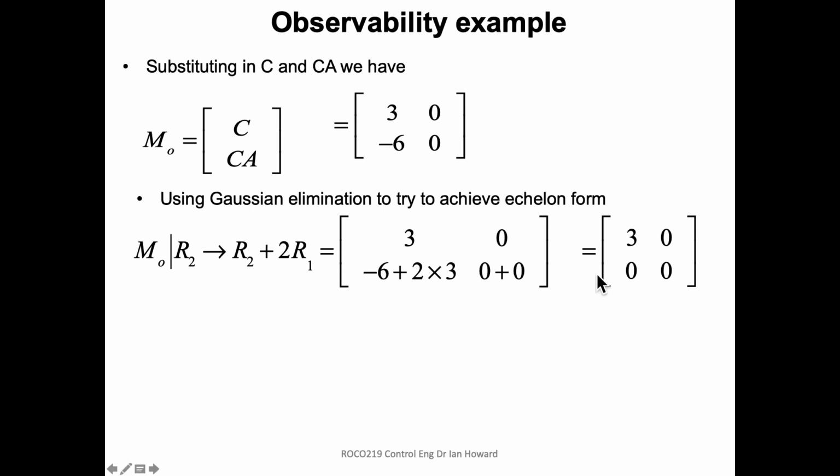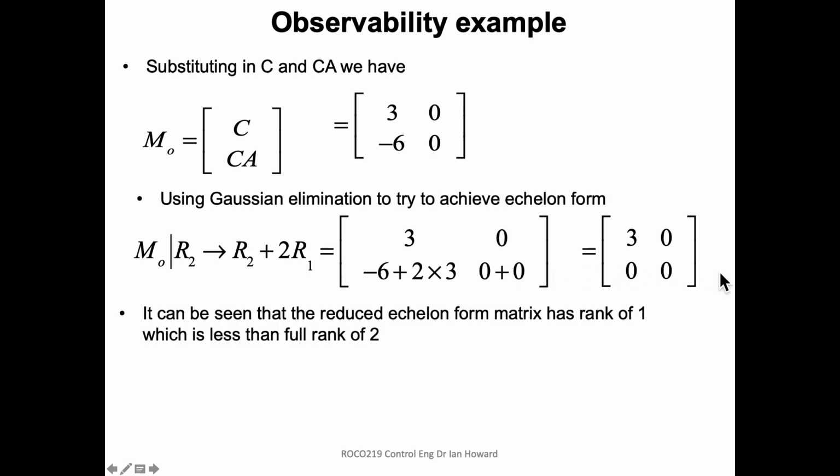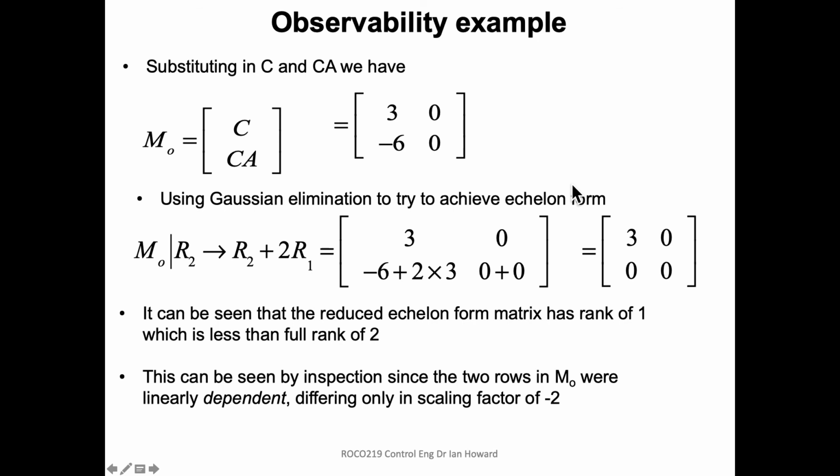But now we see we've got zeros in one of the rows. That means that this matrix is not full rank. It means basically that these two rows were linearly dependent, and they are. It's just a factor of minus 2 between them. So we see immediately in this case the system is not observable.